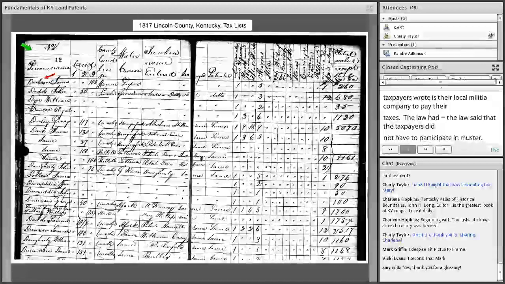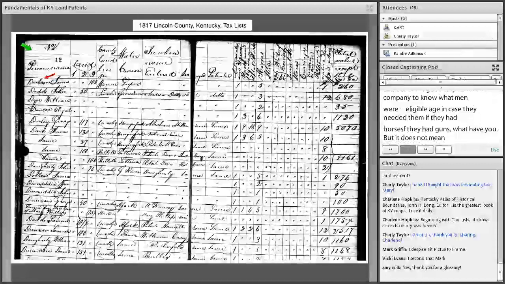But this was a good way for the militia company to know what men were of eligible age in case they needed them, if they had horses, if they had guns, what have you. But it does not mean that the taxpayer was actually a member of the militia company. The law just required the tax assessor to identify the name of the captain who received the tax payment. That was to protect the taxpayer as well.